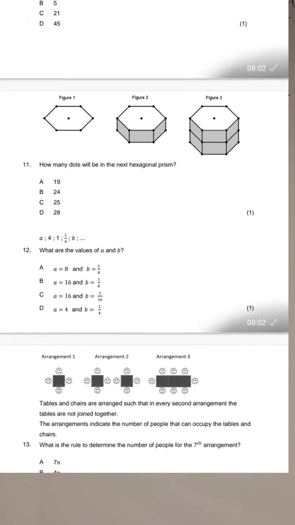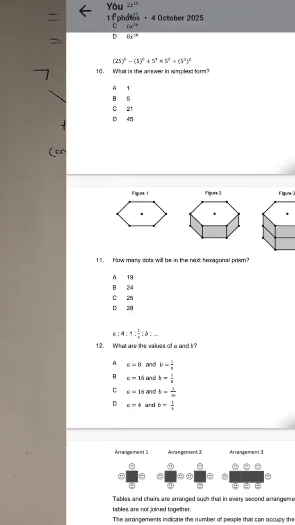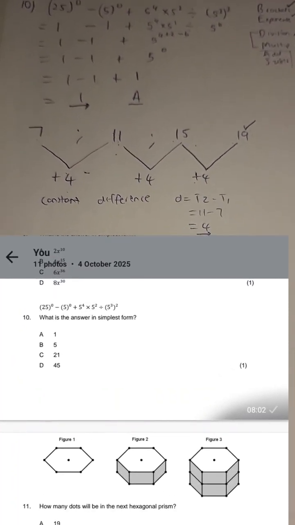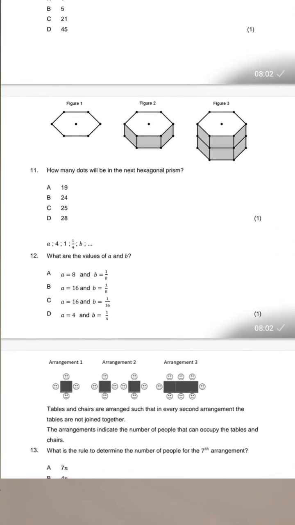So I hope this helps us understand how we got how many dots: 19. Now if we go back to our multiple choice questions, how many dots will be in the next hexagonal prism? A, is it 19? B, is it 24? C, is it 25? Or D, is it 28?